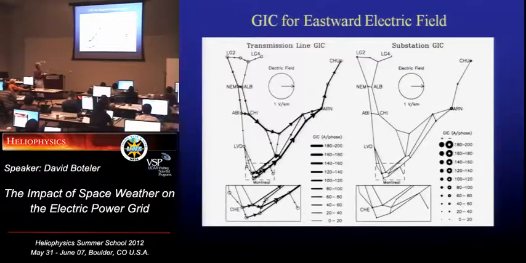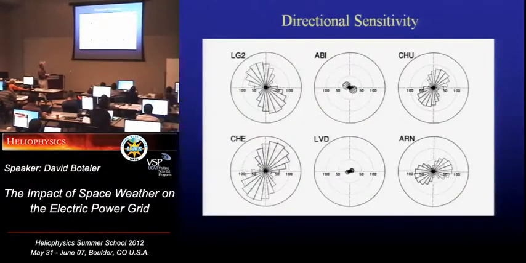And we can do the same for an east-west electric field, and here the flows are different, more coming in and going across the network. So this, we think, is a more realistic scenario for what happened in March 1989. And then you can change the direction of the electric field, and you can see how the amplitude of the GIC at different substations changes with the direction.